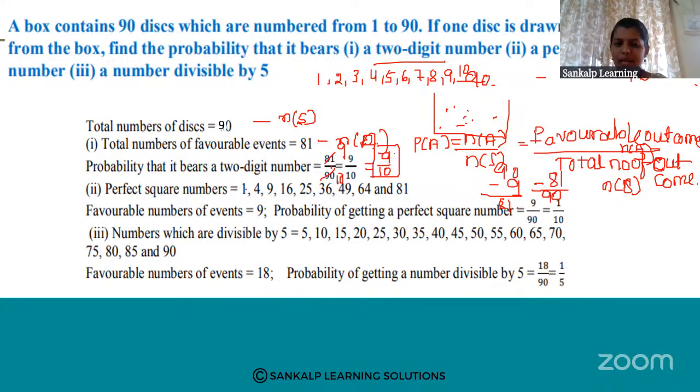Okay. So next, perfect square number. So perfect square number means from 1 to 90, how many numbers are of type perfect square number. So namge 1 to 90 antandaga, how many numbers you will get? How many perfect square numbers you will get? 1 to 90.